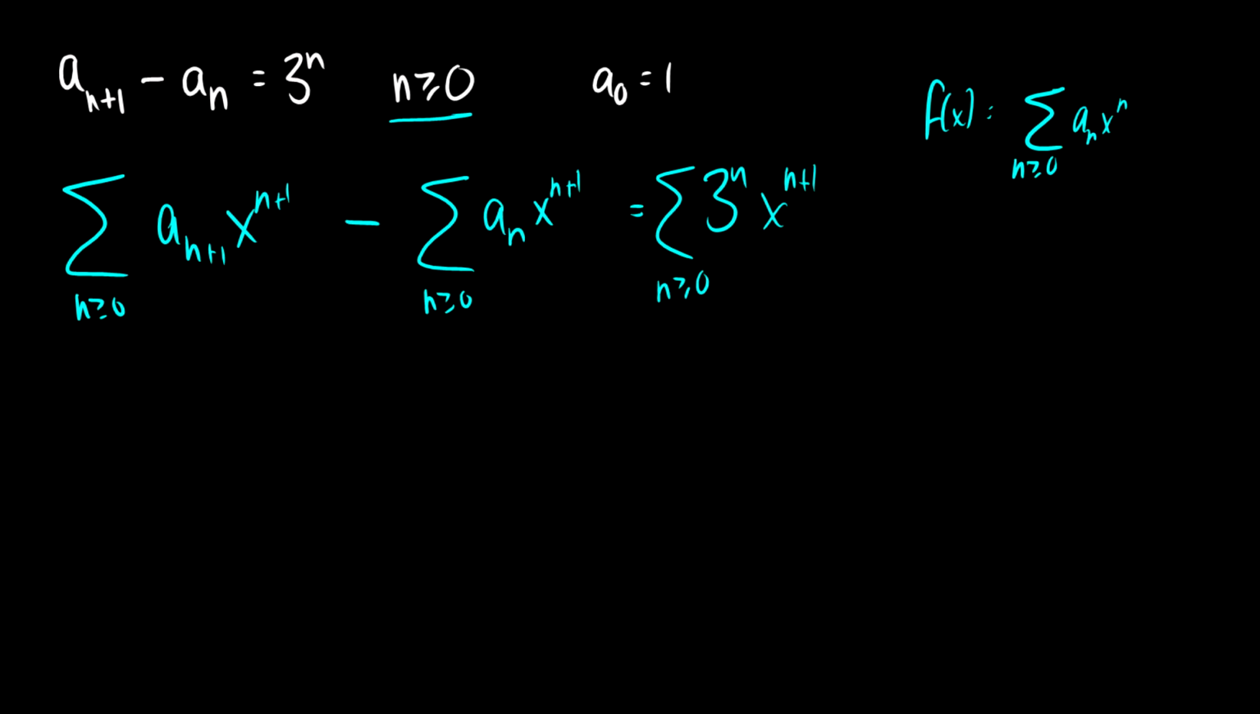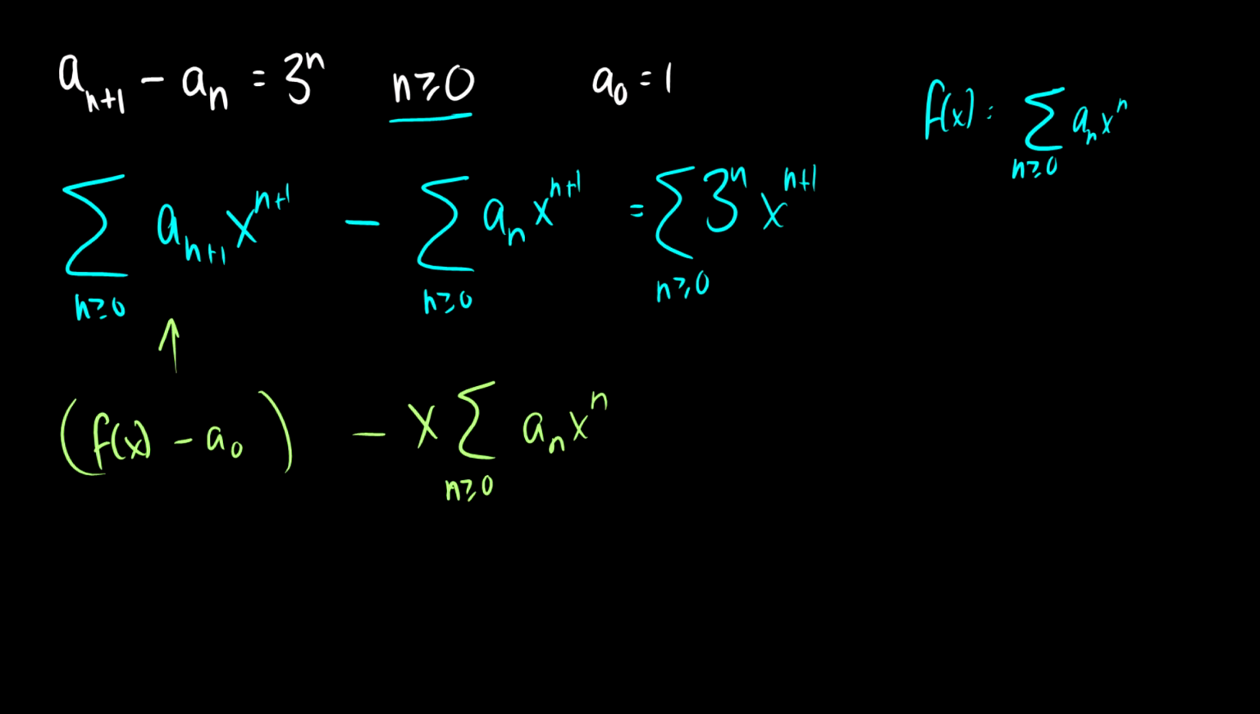So let's see what we're missing here. First of all, in this first step, we have a_{n+1} x^{n+1}, which means we're missing a_0, because when we start at n equals 0, we get a_1 x^1. So this first step is going to be f(x) minus a_0. In this case, we can factor out an x, and then we get a_n x^n, where n is greater or equal to 0.